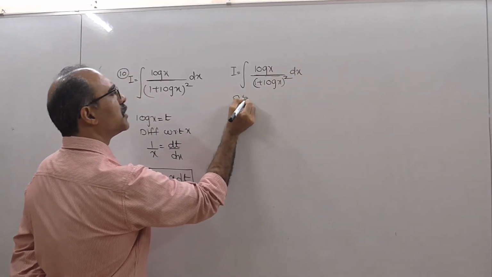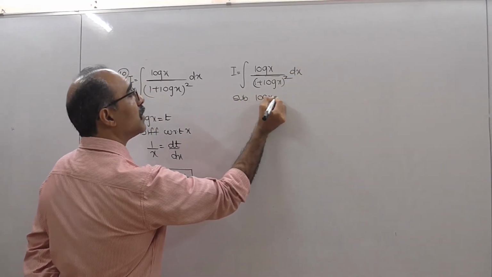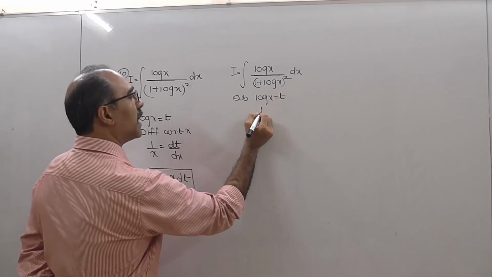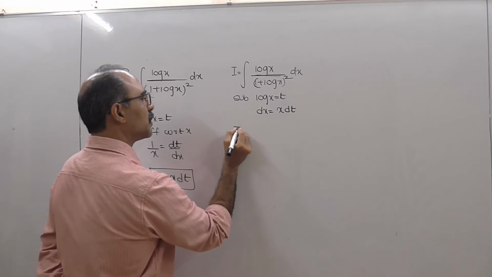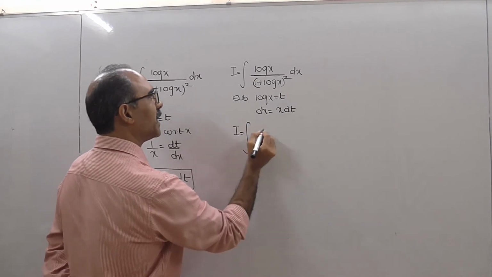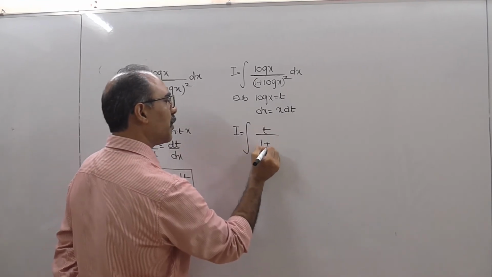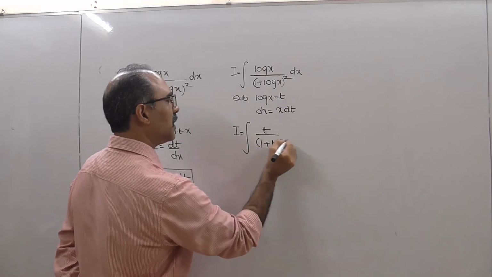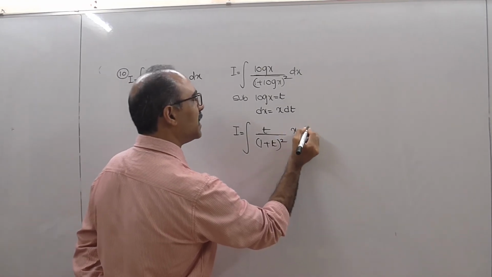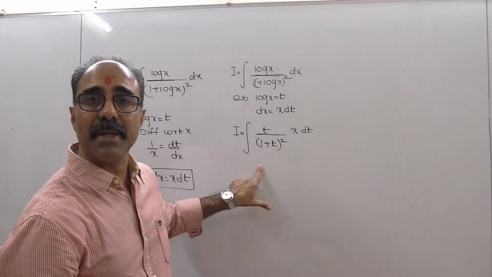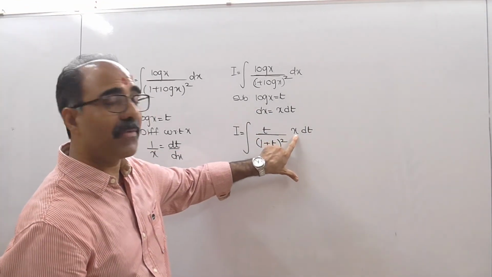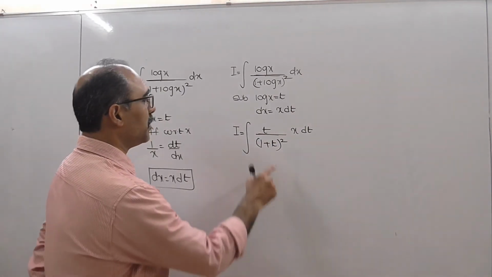I will substitute log x equal to t, and I will substitute dx equal to x dt. So this will become I equal to integration of t upon 1 plus t the whole square, and this becomes x dt. So the entire question should be in terms of t, but we are having x. So this x has to be eliminated.